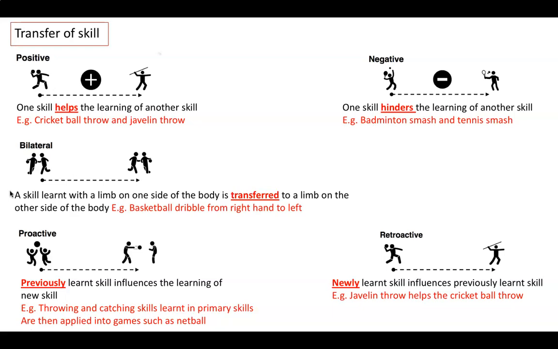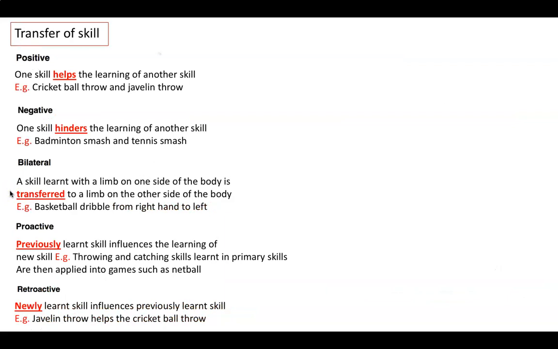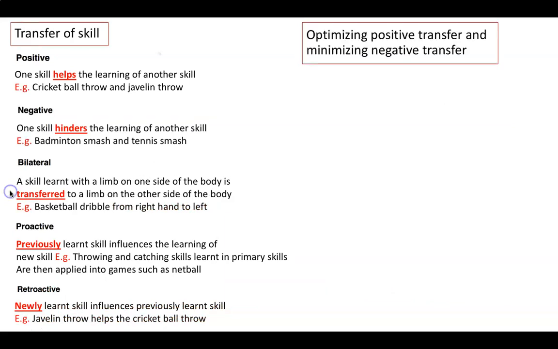So moving on from here, we have got positive, negative, bilateral, proactive and retroactive. We also need to be aware of optimizing positive transfer, because with positive transfer, one skill helps the learning of another skill. If we can use that all the time, that is clearly going to be the best thing, and we need to minimize negative transfer, i.e. where one skill hinders the learning of another skill. We do not want that. So how are we going to do that? How are we going to understand how, as a coach, we optimize positive transfer? This is how.